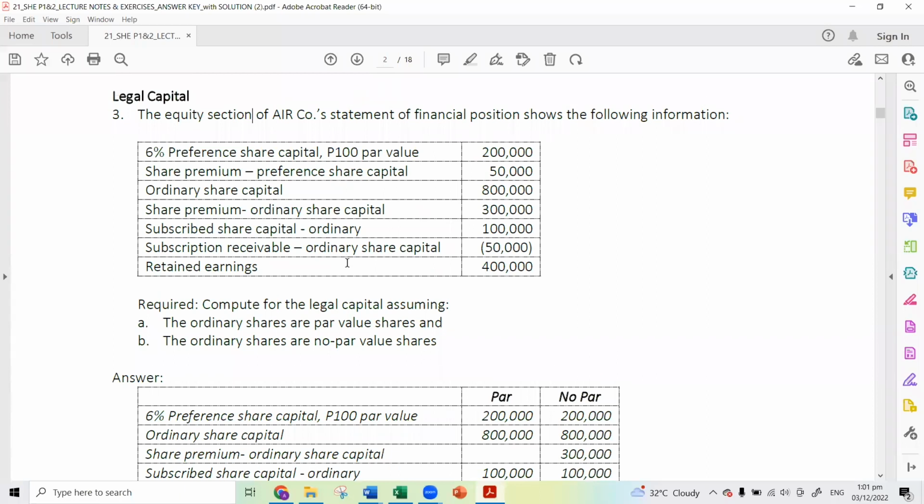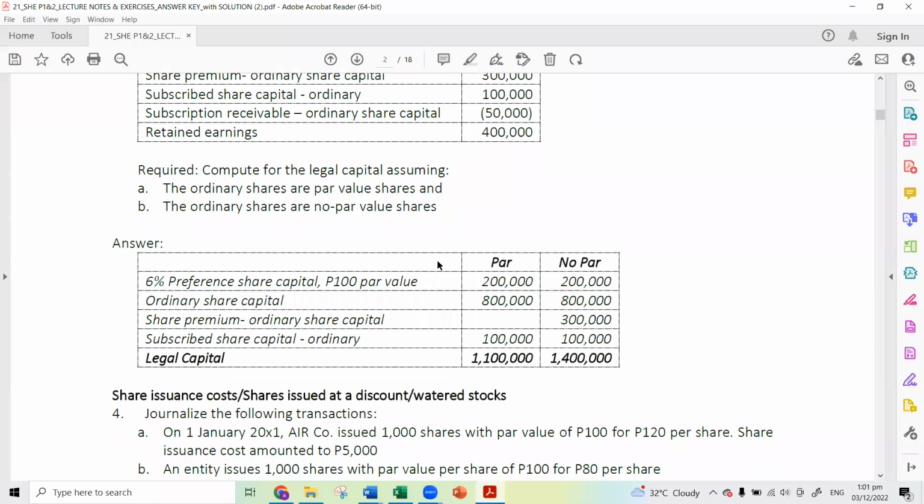Halimbawa, for par value shares, dalawa kasi yan eh, par value at saka no par value shares. Ano nga ba ito? Pag sinabi mong par value share, a par value share is the one with a peso value fixed in the articles of incorporation. The purpose of which is to fix the amount of the issuance price. Meaning, a par value share cannot be issued below its par value.